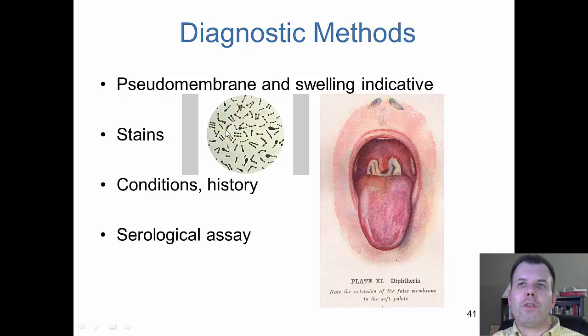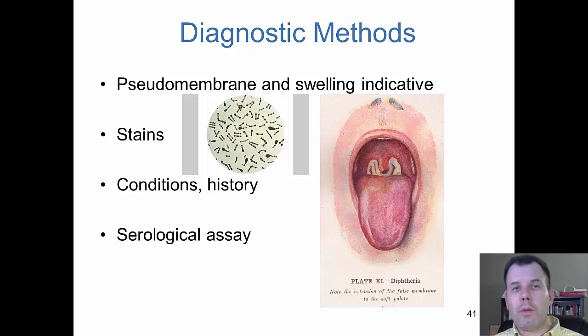Also, if you do the stains, they look almost like turkey legs or sometimes barbell shaped. That's another thing you notice with diphtheria because it's an irregularly shaped bacillus. Then there are the conditions and history of these children: if they haven't been vaccinated for diphtheria, that is one clue. And then serological assays, looking at antibodies and antigens and seeing if they react. So these are antibody tests.